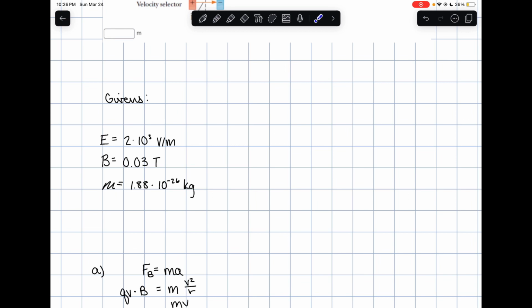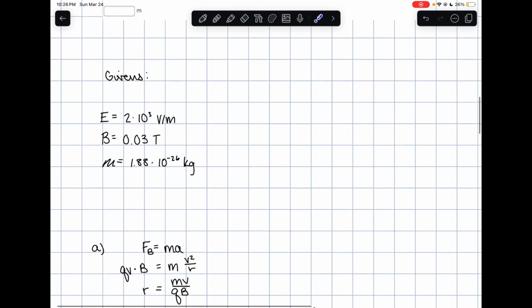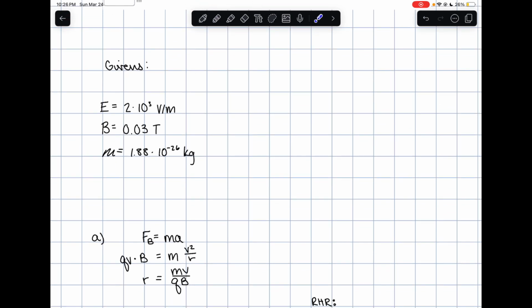We want it as it's going around the circular path, so we'll replace v squared over r for centripetal acceleration in our equation, and qv times B for the magnetic force. From there, we can then write the equation to solve for r, which is r equals mass times velocity over the charge times the magnetic field.